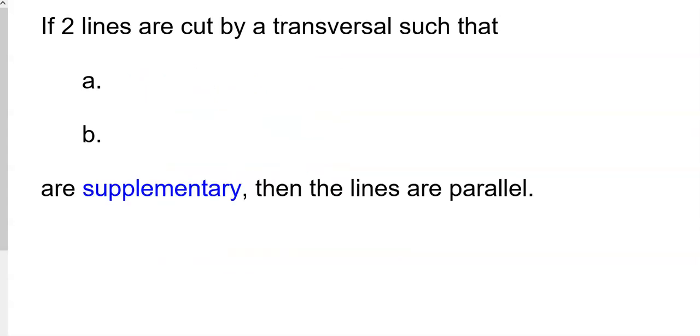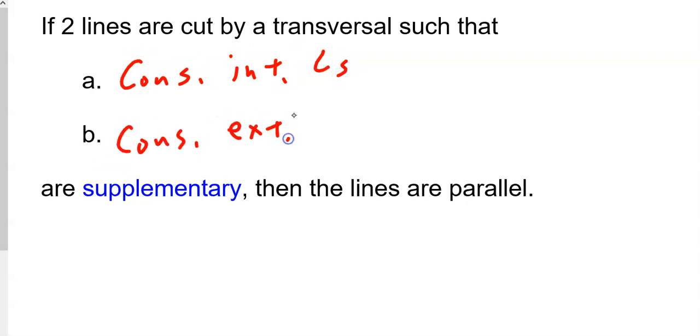What I first started talking about was supplementary, and these are consecutive. You could also say same side interior angles, and also, I didn't mention this one, but this is also true, consecutive exterior angles. These are supplementary. So if we can show these relationships, we can prove lines are parallel.